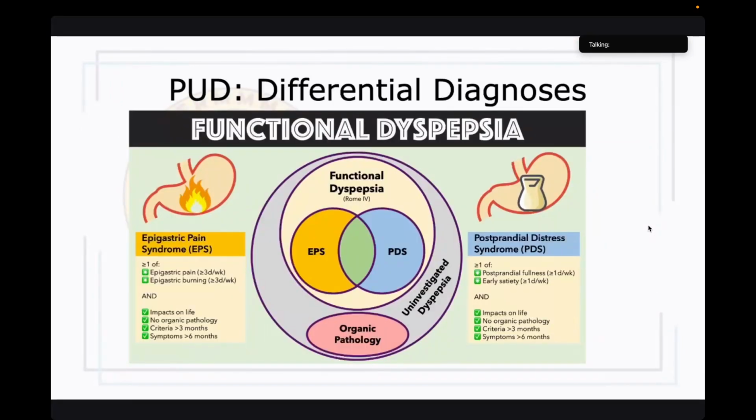If an individual presents with ulcer-like symptoms and all workup turn out negative, then we can diagnose the patient as having functional dyspepsia.